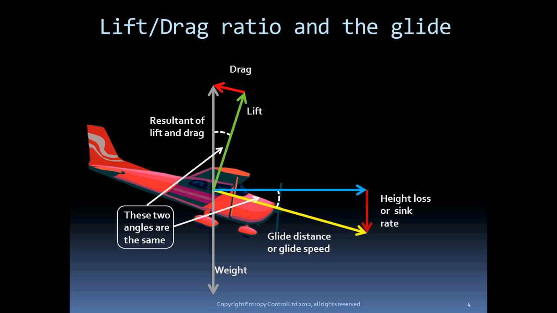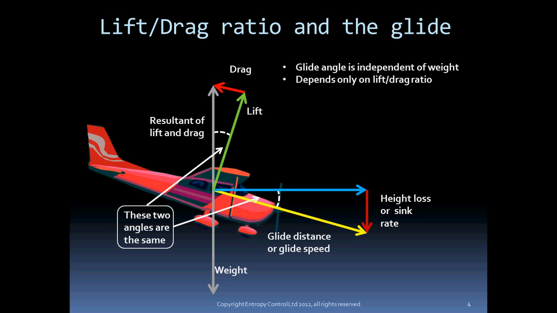And those two triangles are similar, which means those two angles are the same. The two angles that I show there are the same. So the lift-drag ratio is exactly in the same ratio as the height loss per distance flown or the sink rate per forward velocity. Exactly the same. Notice that weight doesn't enter into it. The weight is irrelevant. So glide angle is completely independent of weight. It depends only on the lift-drag ratio, and therefore it depends only on the geometry of the aircraft.